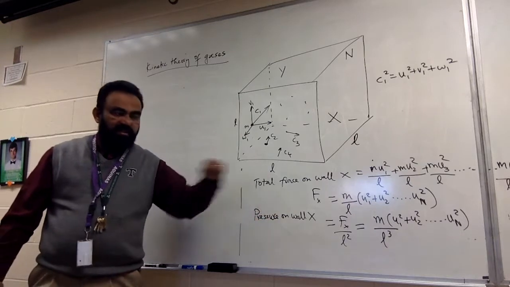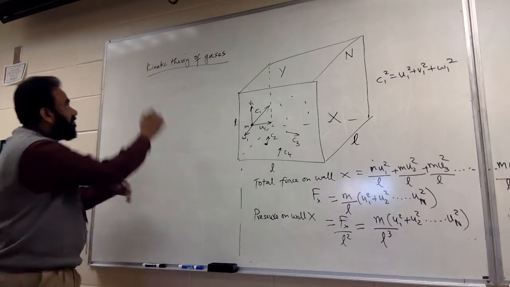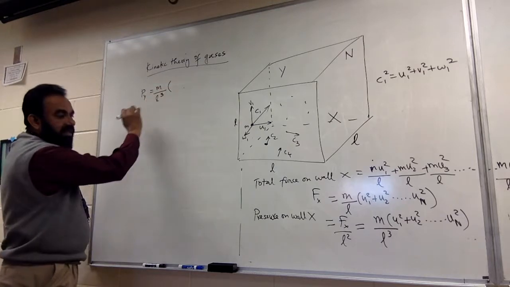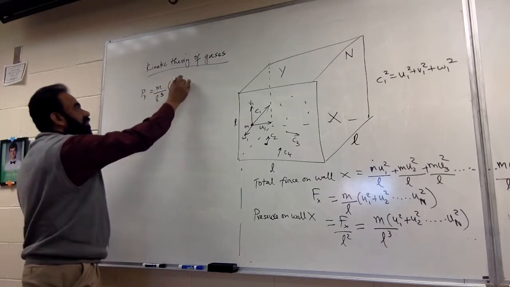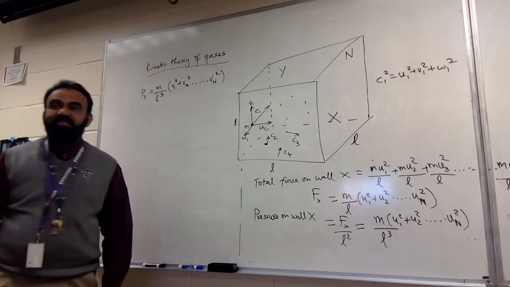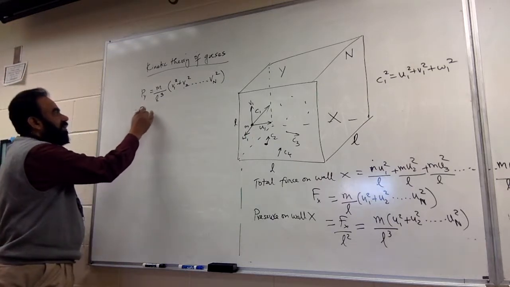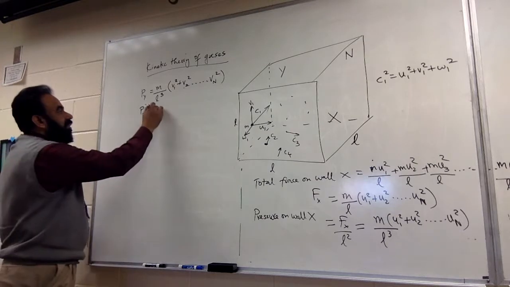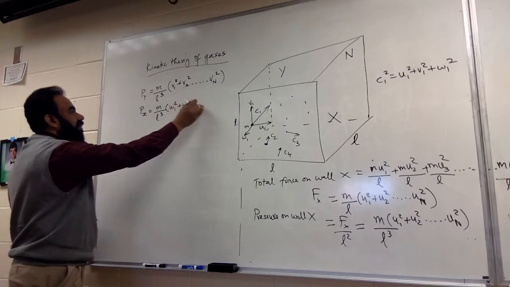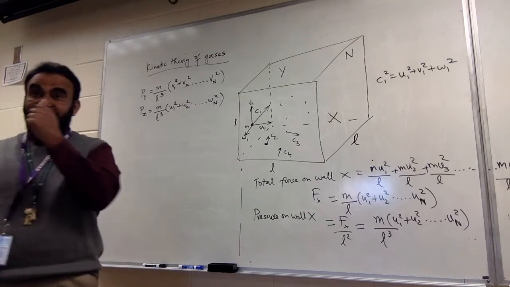Pressure on wall X is this. So what do you think is the pressure on wall Y? Pressure on wall Y is going to be m over L cubed, but then v1 square plus v2 square, etc., vn square. So now we are generalizing things. What is the pressure on wall Z? It will be m over L cubed times w1 square plus w2 square, up to wn square. That's the pressure on wall Z.